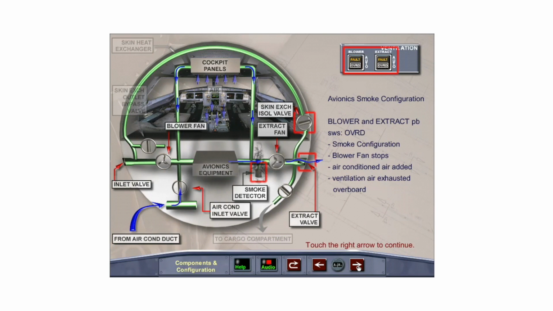If the avionics smoke detector detects smoke, both the blower and extract push-button switches indicate fault and are selected to override, putting the avionics ventilation system into the smoke configuration. The blower fan stops while the extract fan continues to run. The air conditioning inlet valve opens, which allows air-conditioned air into the system, and all other valves close. A small flap in the skin air extract valve opens, allowing the contaminated air to be exhausted overboard.